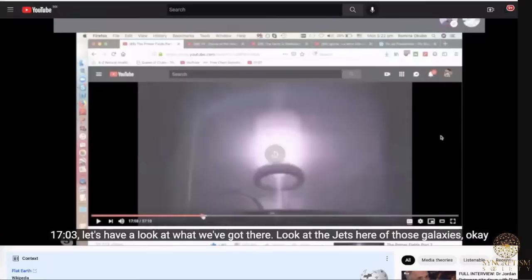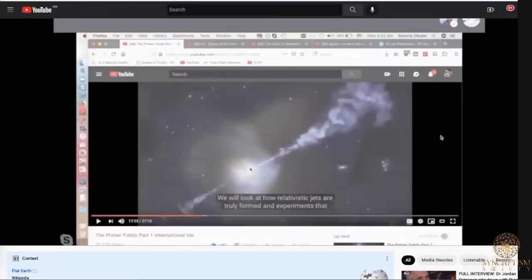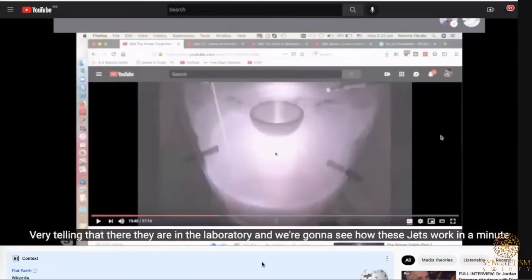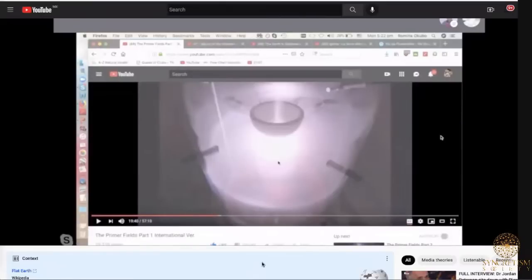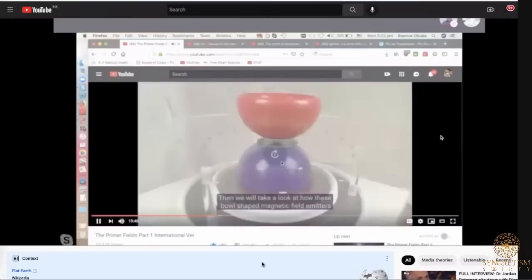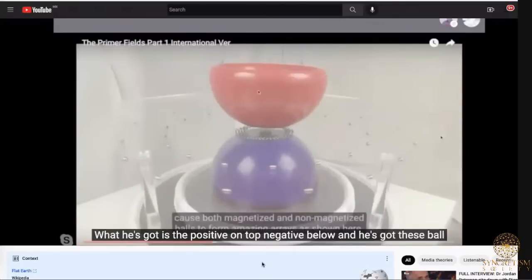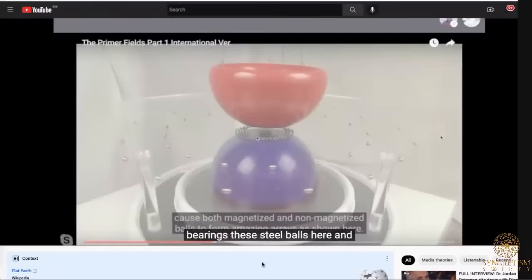Look at the jets here of these galaxies. Okay? Wow. Very telling. There they are in the laboratory. And we're going to see how these jets work in a minute. Beautiful. Cause both magnetized and non-magnetized. And here we go. What he's done now is he's put this glass in between the two bowls. What he's got is the positive on top, negative below, and he's got these ball bearings, these steel balls here.